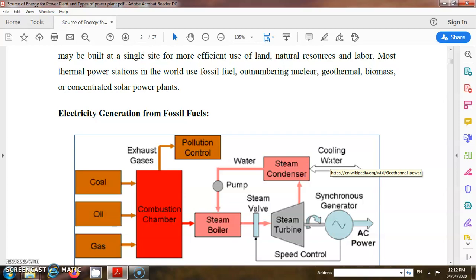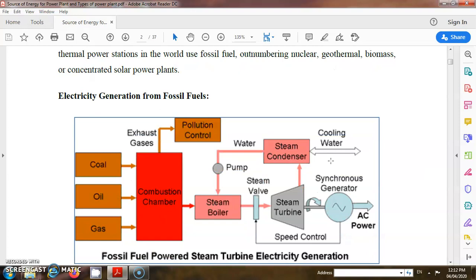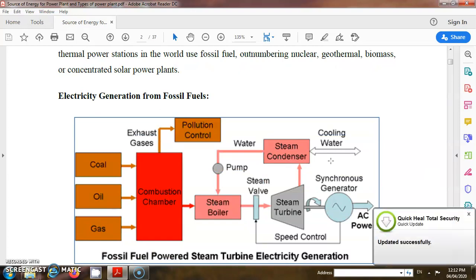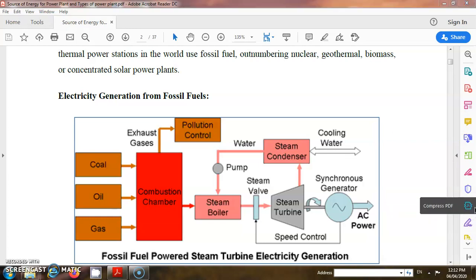This particular diagram will help you study the working of the fossil fuel steam turbine electricity generation power plant. So here we will discuss the working of the steam power plant first. Basically there are four important components of the steam power plant. The first is the steam boiler, the second is the steam turbine, the third is the steam condenser, and the fourth is the pump. The main function of the boiler is to produce high pressurized steam by converting water into steam by adding heat to it.